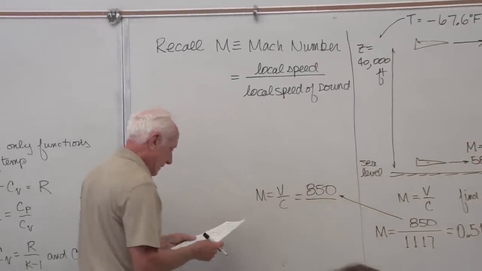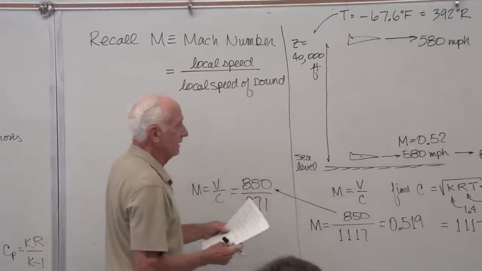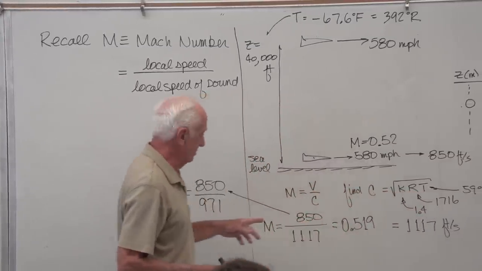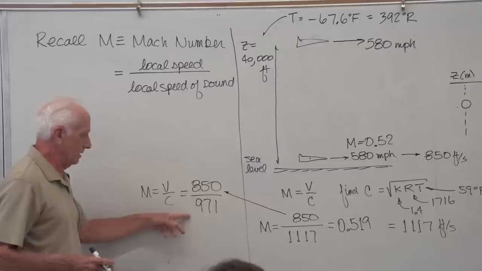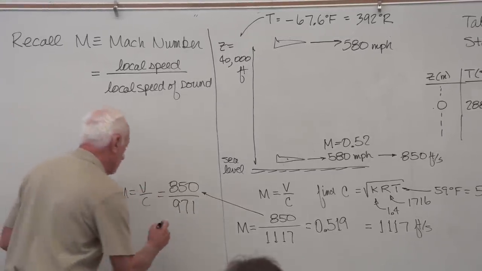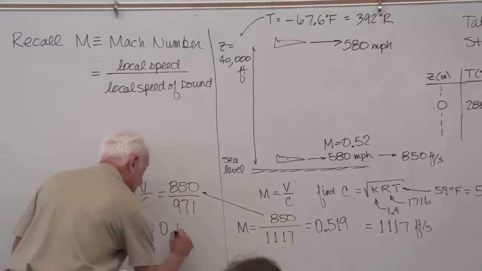So now your denominator here, what does that mean? If it's colder, lower temperature, the speed of sound goes down. Aircraft velocity is still the same, 580 miles per hour. The Mach number at 40,000 feet is 0.60.